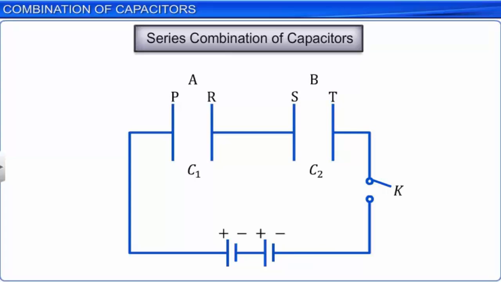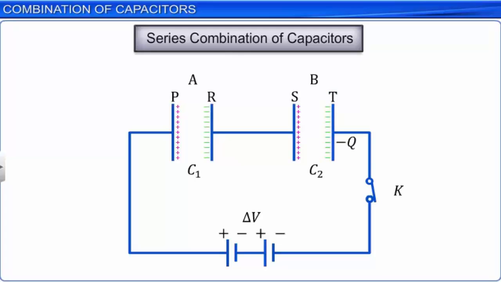This type of a combination of capacitors is called a series combination of capacitors. Let a potential difference delta V be applied across this combination by the battery. When the key is closed and the battery is connected to the combination of the capacitors, electrons are transferred out of the plate P of capacitor A and onto the plate T of capacitor B. Electrons are negatively charged and hence a negative charge is accumulated over the plate T. Let this charge be minus Q.